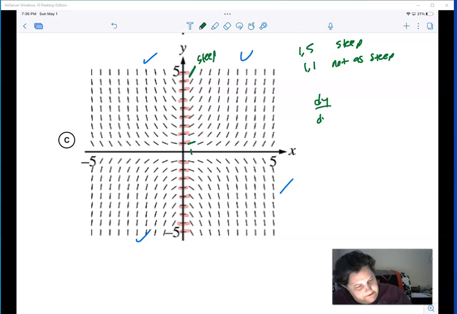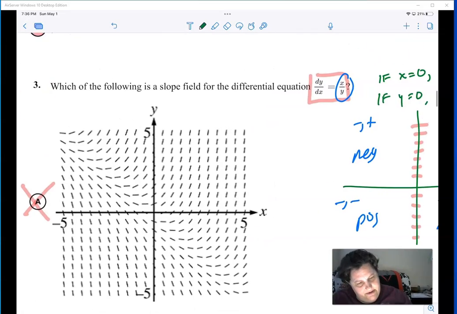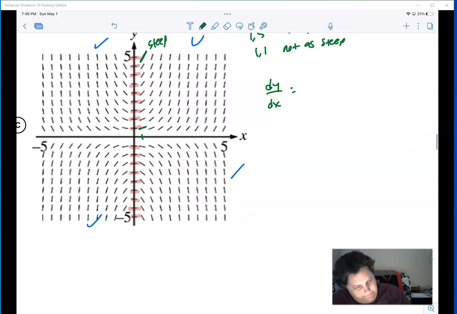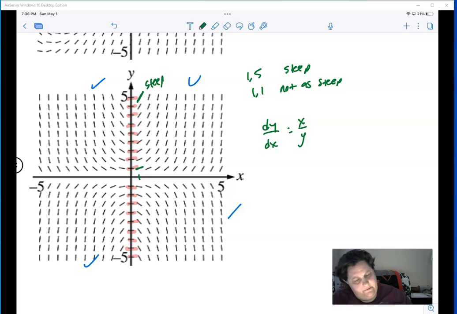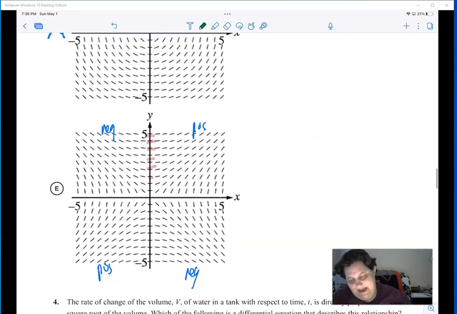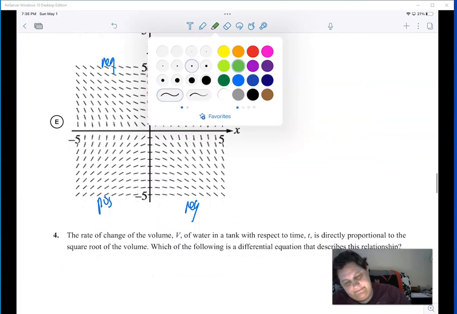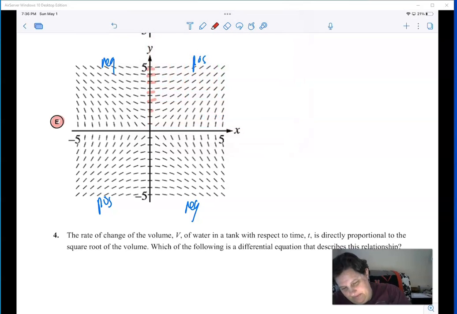Now let's remember this was dy/dx equals x over y. (1, 5) was steep, (1, 1) was not as. Nope, that does not make sense. (1, 5) is not steeper than (1, 1). So it's gotta be the other one. This is not very steep like 1/5. That's more steep like 1. Yep, so it's gotta be that one. I like it.